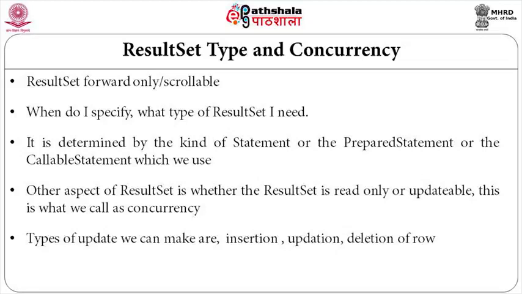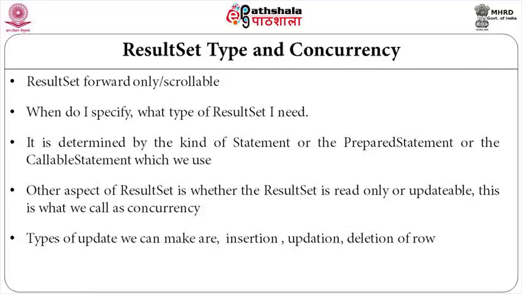Another aspect about the result set is whether the result set is read only or it is updatable. This is what we call concurrency. So result set can have concurrency also. Result set concurrency determines whether this result set is read only, so once a result set is obtained, you can only fetch the values from it, or is it possible to make updates in the result set, similar to what we do with cursors. Yes, we have cursors which are updatable, and we do make changes through a cursor in our SQL.